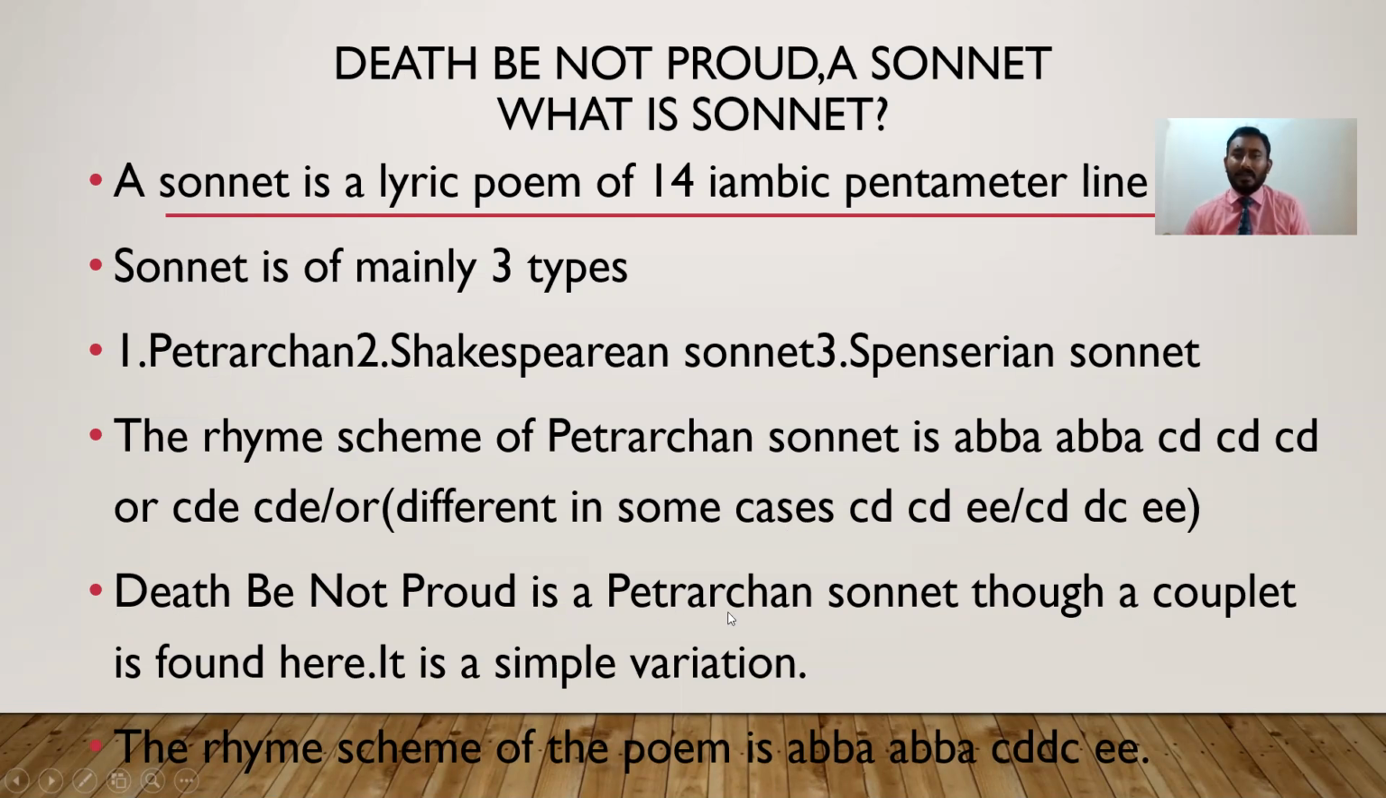Death Be Not Proud is a Petrarchan sonnet, though a couplet is found here. It is a simple variation. The rhyme scheme of the poem is A B B A, A B B A, C D D C E E. Okay. So at first we wanted to know what iambic pentameter means, and a sonnet consists of 14 lines. The first 8 lines are called the octave, and the next 6 lines are called the sestet. So let us identify how we can ensure that it is a sonnet and a Petrarchan sonnet.